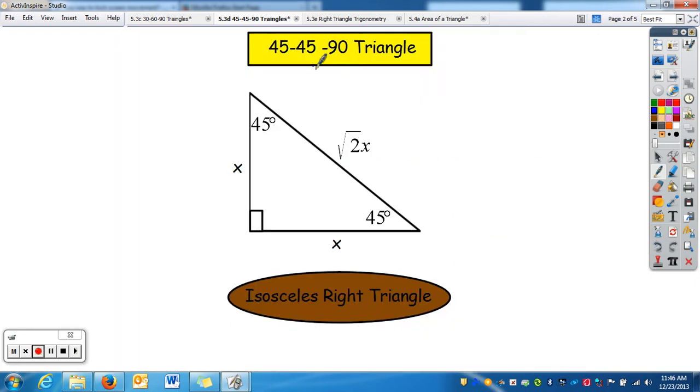So the 45, 45, 90 triangle is an isosceles right triangle. And the reason we know that is that we have two angles that are congruent, so therefore we have two sides the same. And notice those two sides that are the same, we call them x. And then we take whatever that length is and multiply it by the root 2, so x root 2. Or you could think of it as x square root of 2, because if it's a solid number, we're going to put it in front.